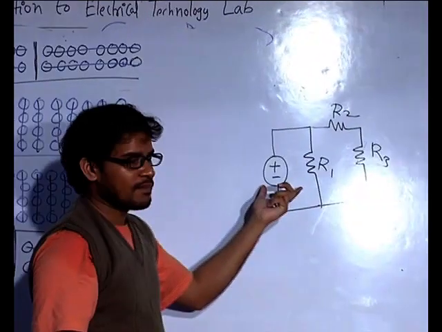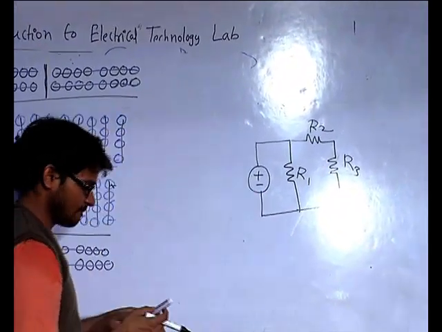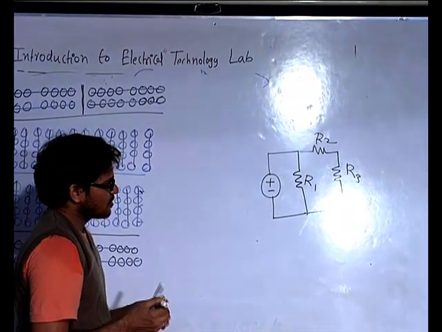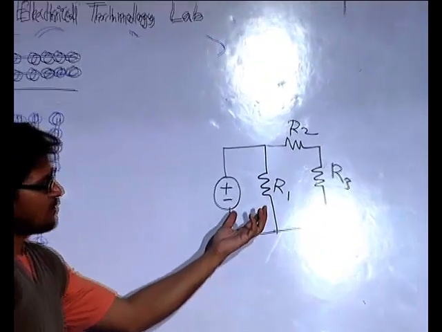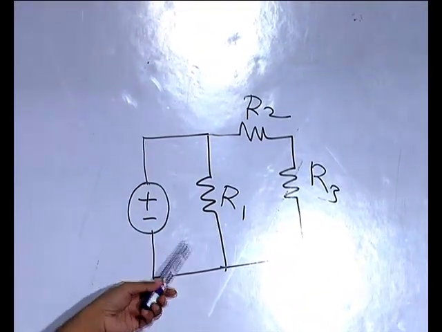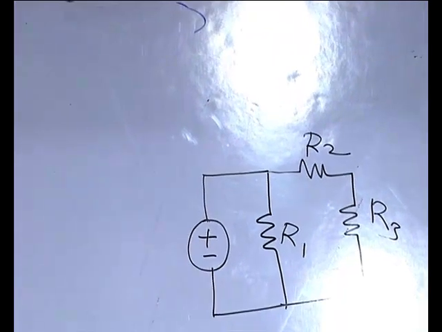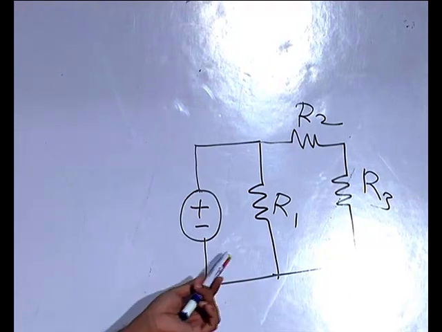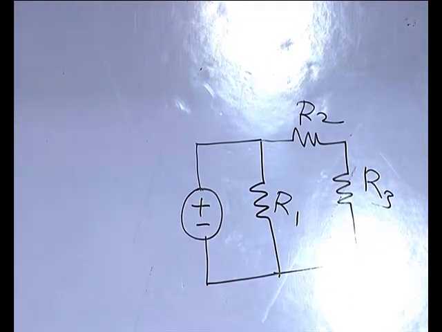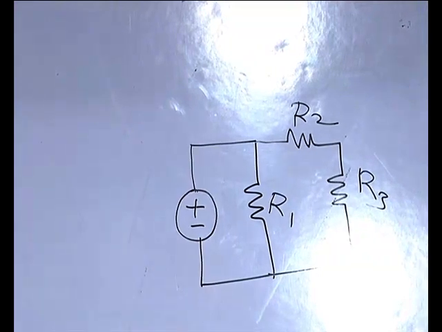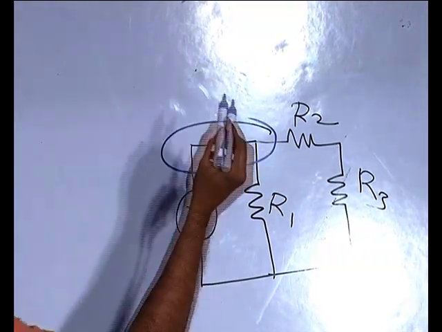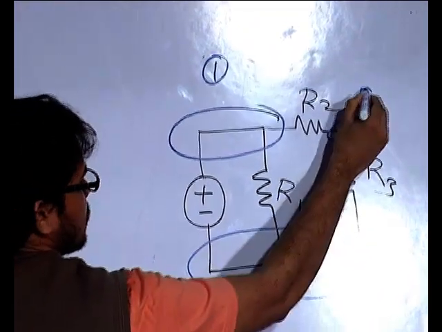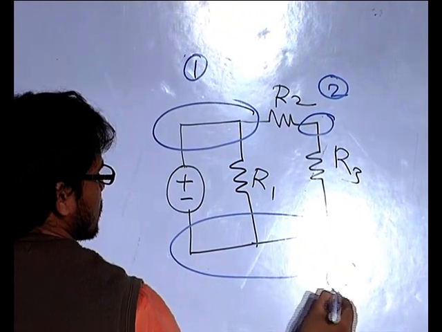Let me take a circuit here. This is the circuit. My objective is to make the connections of this circuit on this breadboard. Before making the connections, we have to find the number of nodes in this circuit. If you look at this circuit, you have 3 nodes: first node, second node, third node.